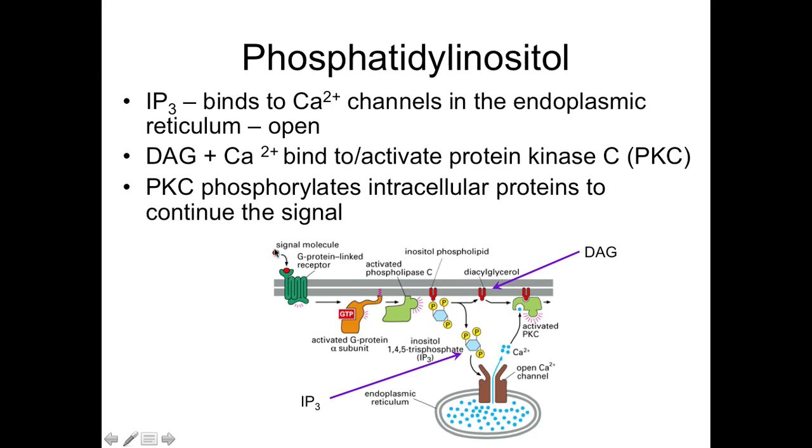So we already did this. The signal molecule binds to the G protein linked receptor. The GEF activity activates your G protein. The active alpha subunit activates phospholipase C, which causes phosphatidylinositol to become cleaved into diacylglycerol and inositol triphosphate. Now, both diacylglycerol and inositol triphosphate are necessary to activate PKC. Okay, so what we're trying to do is activate this PKC molecule, protein kinase C.